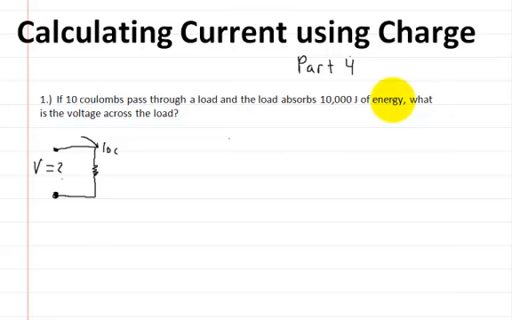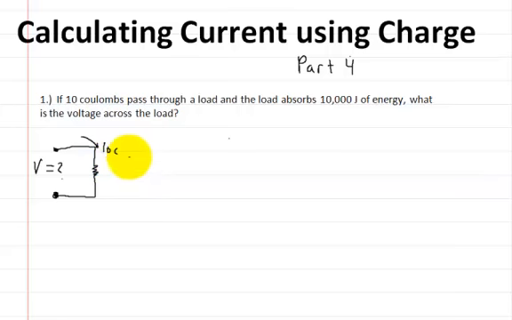So if 10 coulombs pass through a load and the load absorbs 10,000 joules of energy, what is the voltage across the load? Now here, imagine that it's like this. You have some load, and here it's connected to some circuit. Now we want to know, well, what's the voltage across this load?